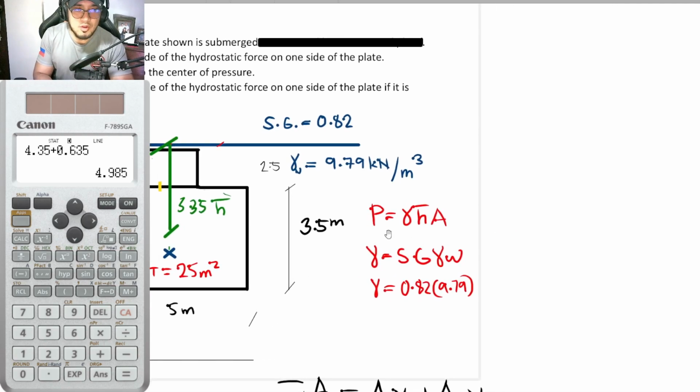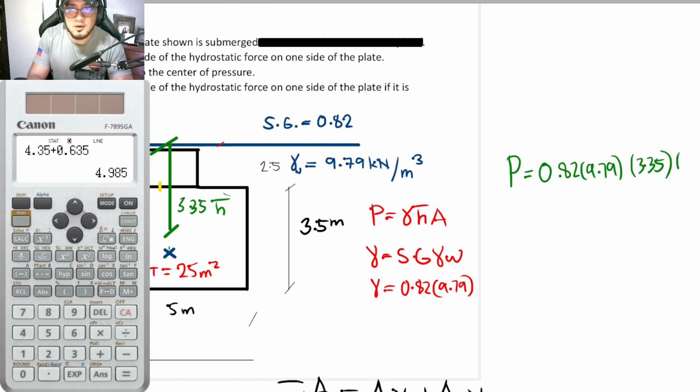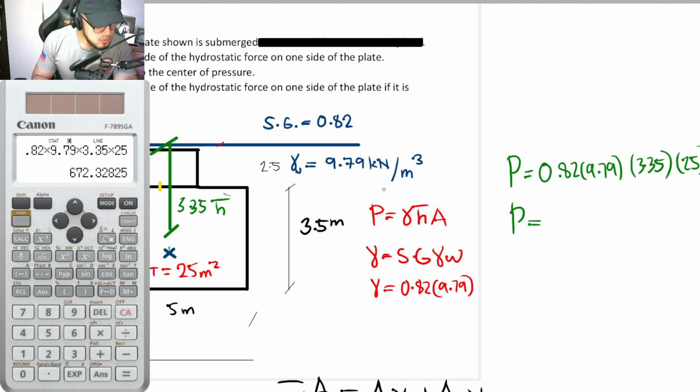So with that, dito isingit ko na lang. So P is now equal to, so 0.82 times 9.79 times bar H of 3.35 times area of 25. Then with that, P is now equal to, so 0.82 times 9.79 times 3.35 times 25. And our answer here is 672.33. So tama ba? So 0.82 times 9.79 times 3.35 times 25. Okay, so there.